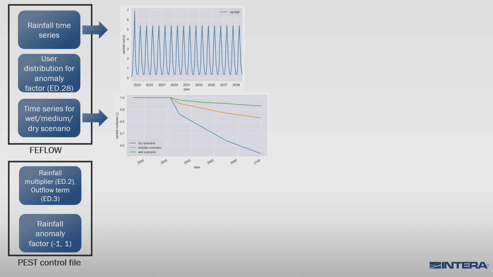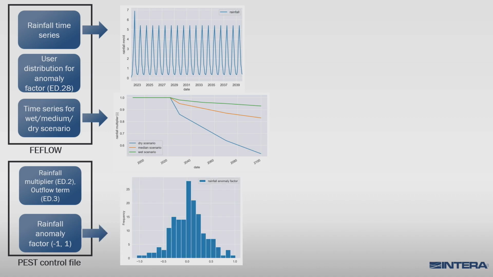Then we also added a time series for the wet, medium, and dry scenario we were already talking about in the slide before. The only difference is, in this case, it's not a reduction of 7%, but 0.93 to represent this factor.